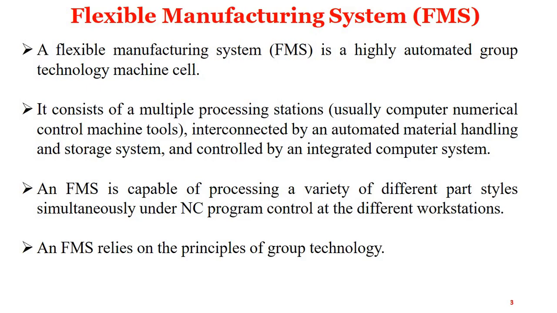So, the flexible manufacturing system is a highly automated group technology machine cell. It consists of multiple processing stations and numerical control, and all the cells are interconnected with each other and controlled by a central computer system. FMS is capable of processing a variety of different part styles simultaneously by using NC program control at different workstations.